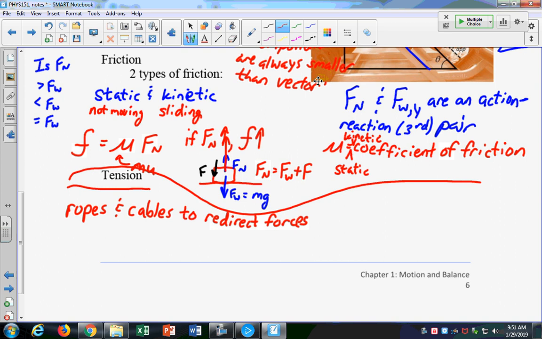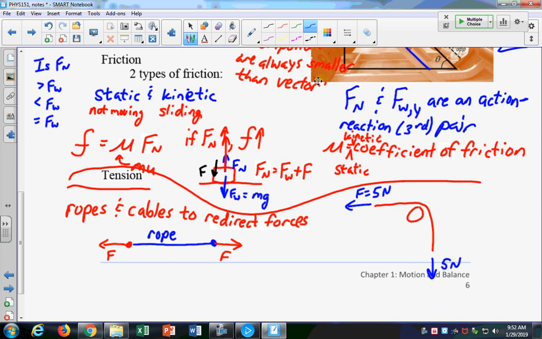So, for example, if I have a force that's applied over here, then I can attach a rope or cable or whatever. This is my rope or cable. And then I can apply that same force over here. Likewise, if I put it over a pulley or over some surface like this, if I apply some force over here, say F is equal to 5 newtons, then I'm going to experience that same force over there.